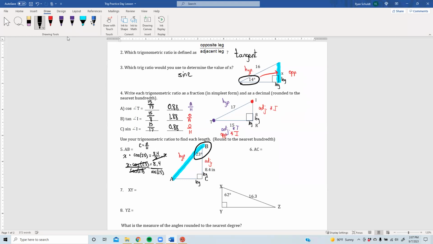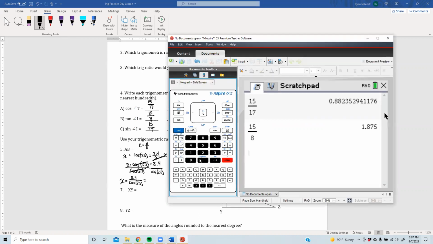Those cancel. You get x equals 8.4 over the cosine of 23. Now at this point, we can take it and type it into our calculator. But remember, we need to make sure our calculator is in degrees. So if I'm looking at my scratch pad, I look in the top corner, it says radians. I don't want radians, so I'm going to click it and change it to degrees. Now I can type in what I need to.